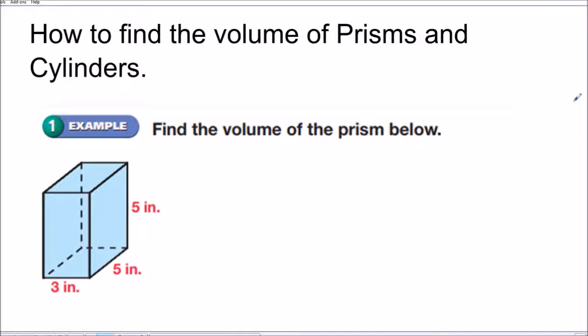I'm back at it again today, and today we're going to be talking about how to find volumes. Specifically, we're going to start with prisms and cylinders. Volume is very similar to our prior learning with area. With area, we wanted to know how much surface something covered. With volume, it's the same idea, except today we're going to operate in 3 dimensions.